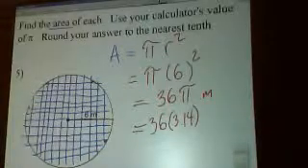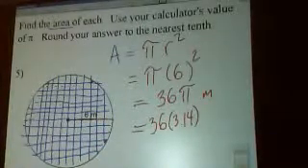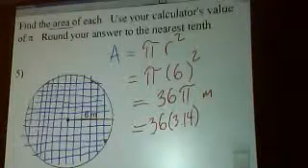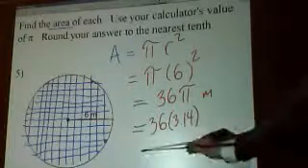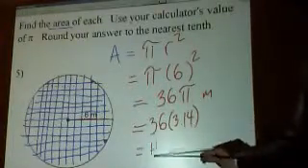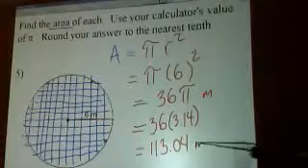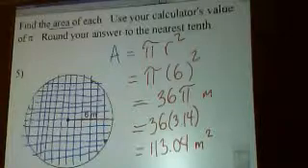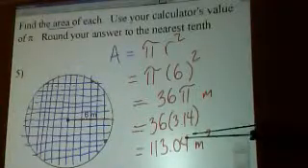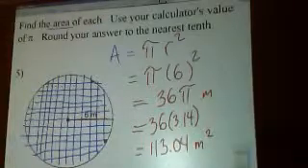Okay, so here we go. 36 times 3.14, and we get 113.04 meters squared. So that tells me that if we really wanted to count them, if we had to, we would find that there's 113 of those squares there.